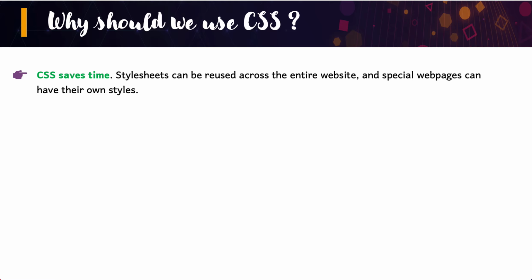One style sheet we define can be reused across the entire website. There can still be some web pages which will have their own styles; CSS does not prohibit it. Therefore, the styling is done only once, whereas content is developed as many times as there are pages, which is natural. So CSS saves time because we are not doing the styling for every page individually.